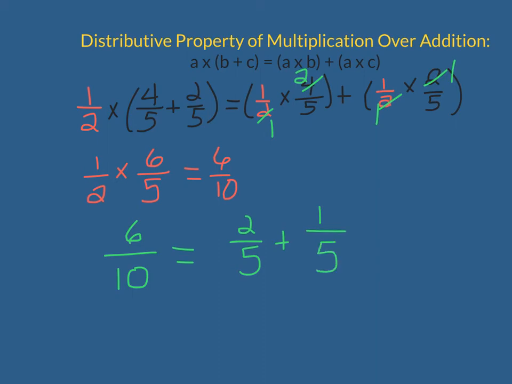Okay, so now I need to add these together. So I bring my 6/10 down, 6/10 equals, then I'm going to go ahead and reduce that. So 6/10, I'm going to divide those both by 2. So this would be 3/5. Okay, so I have 3/5. And now I add my fractions. 2 plus 1 equals 3/5. So 3/5 is equal to 3/5.